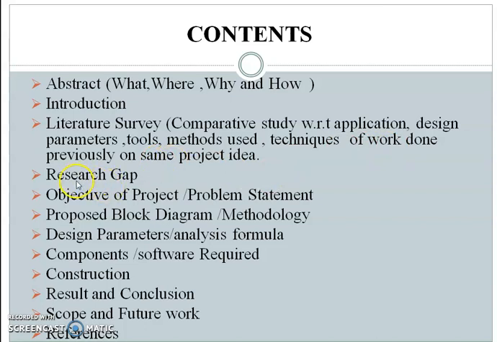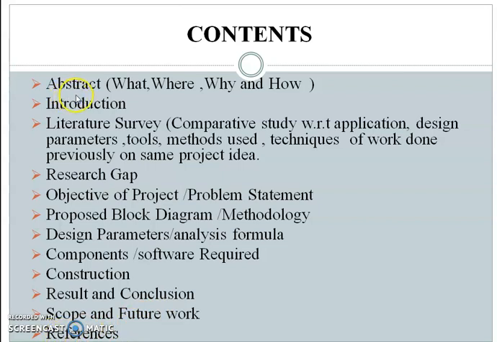Next come research gap, objective of the project and the problem statement. This is nothing but what exactly you want to do in your project. Then followed by proposed block diagram or methodology, design parameters and analysis formula, component and software requirements for the project work, construction, result and conclusion, scope and future work, and last, a very important point, the references.